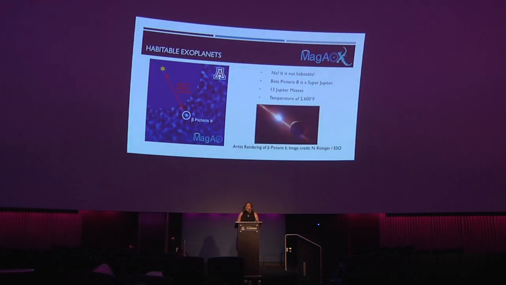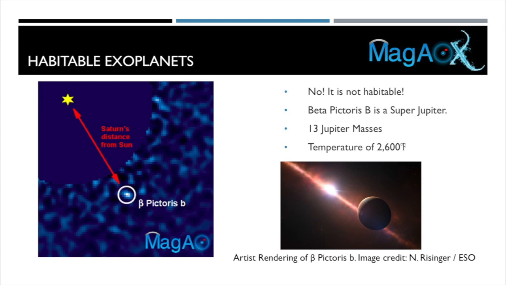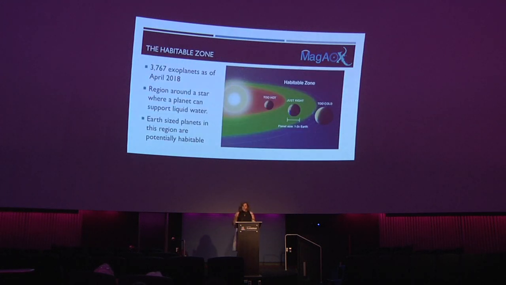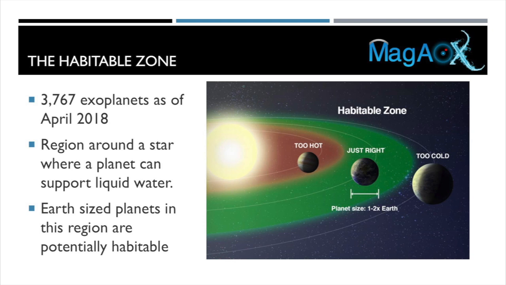It turns out Beta Pictoris b is a super Jupiter. It's about 13 times the size of Jupiter, and it's extremely hot. This planet is closer to a brown dwarf star than it is to Earth. So we have to ask ourselves, if we're going to be imaging exoplanets, how do we determine which exoplanets are actually going to sustain life if all we're seeing is a dot? What we do as astronomers is we define what's called the habitable zone. So right now there are 3,767 confirmed exoplanets.